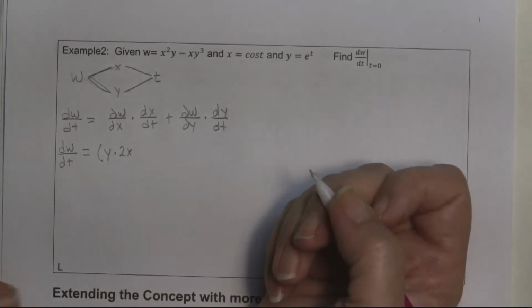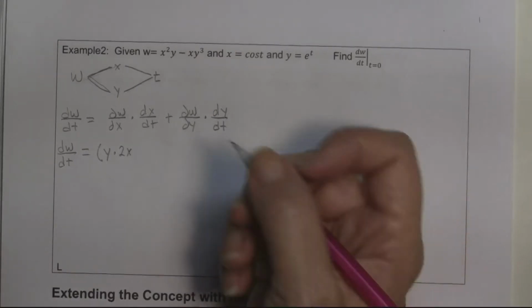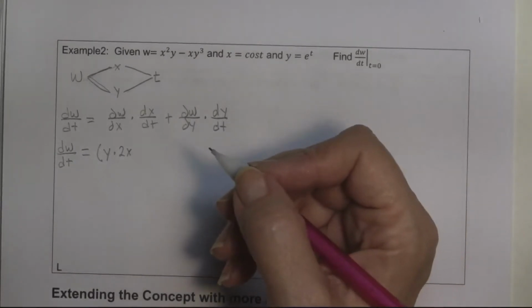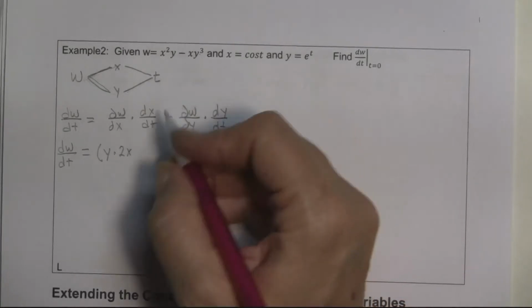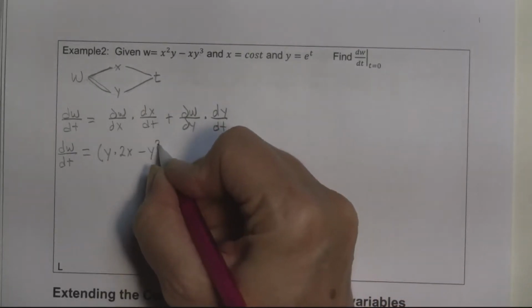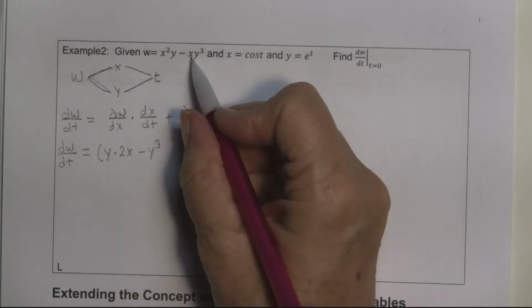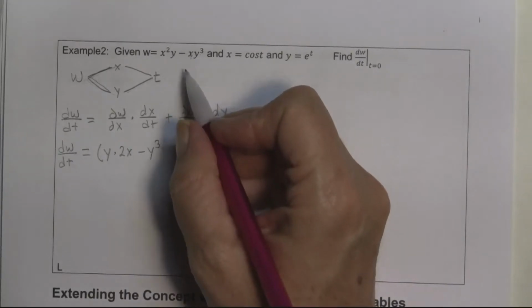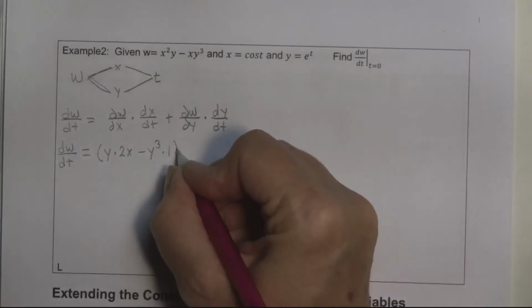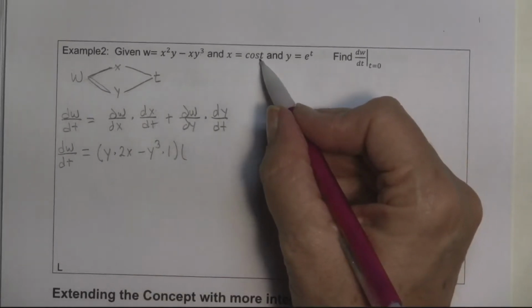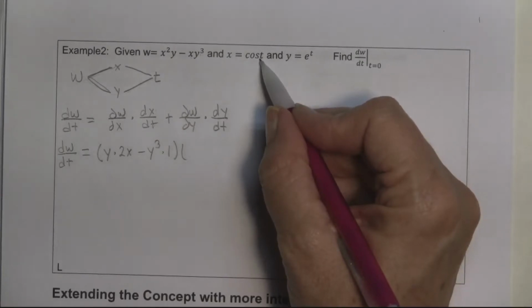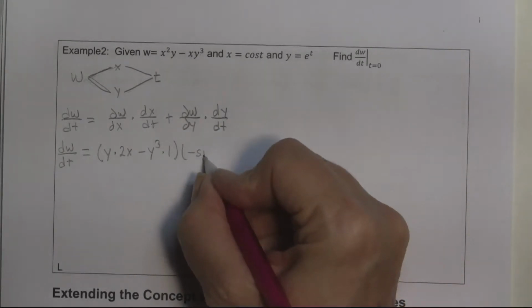I'm just going to go ahead and leave it like that because I notice that some people are having trouble with their partial derivative. So y is a constant, so it holds still, y to the third. And then the derivative of the x, which is 1. And then dx/dt, that's the derivative of the cosine of t, which is negative sine of t.